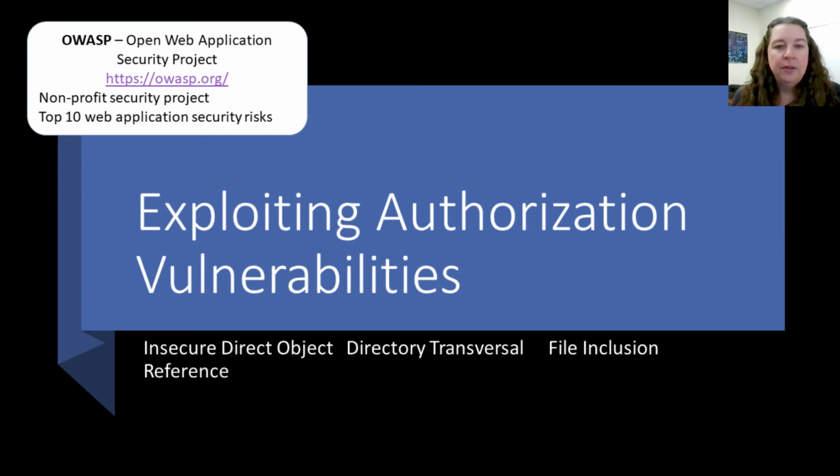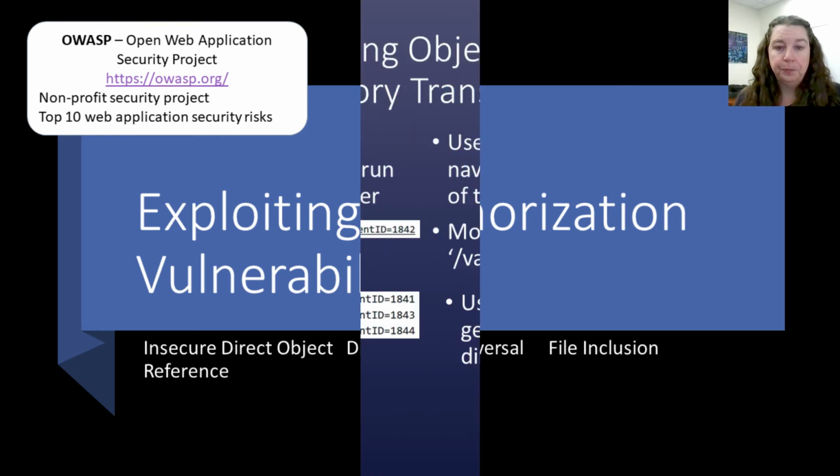Our next example is how hackers are able to exploit authorizations. So we've talked about multi-factor authentication and authorizations that we do. In this case, OWASP, the Open Web Application Security Project, has their list of web application security risks. Those include now authorization vulnerabilities: insecure direct objects, directory traversals, and file inclusions. So again, we're going to go through each of those specifically and describe how those are used.